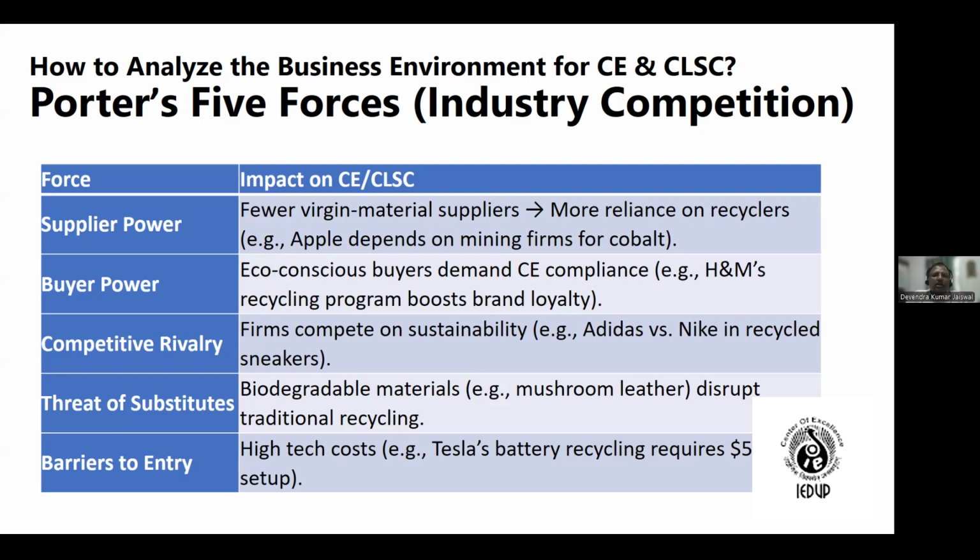So supplier power means that fewer virgin material suppliers are there, and there is more reliance on recyclers. If recyclers are getting more into it, then these recyclers become very important entities as far as making that product available is concerned.